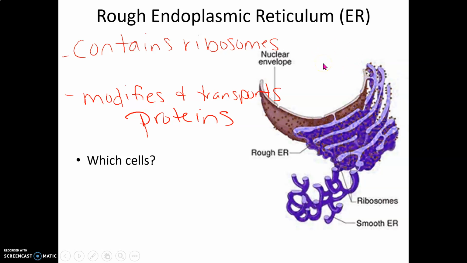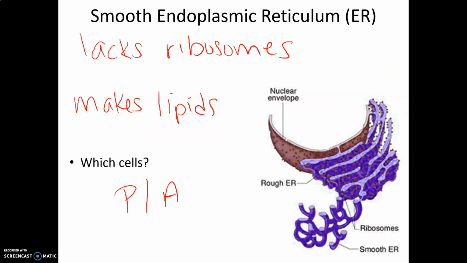So remember that DNA has to be converted into mRNA to help make our proteins. Well, we have those ribosomes that are on the rough ER capable of making proteins. After it makes it, we can use this endoplasmic reticulum to modify and transport those proteins where they need to go. We're going to find this in plants and animals.